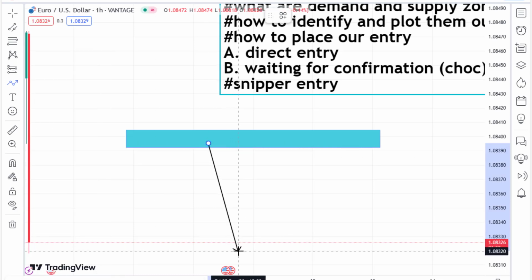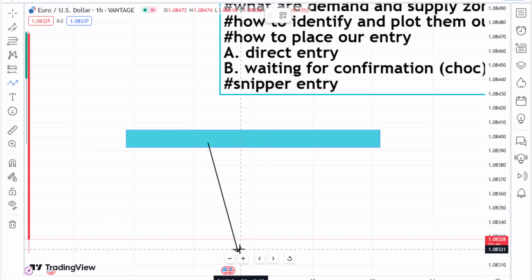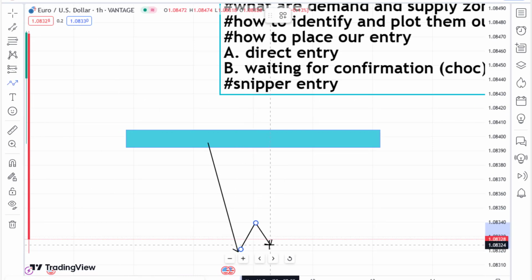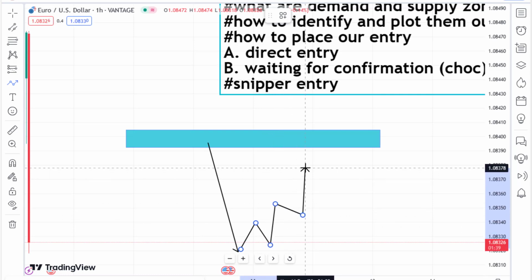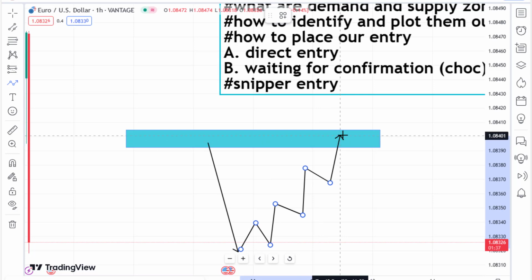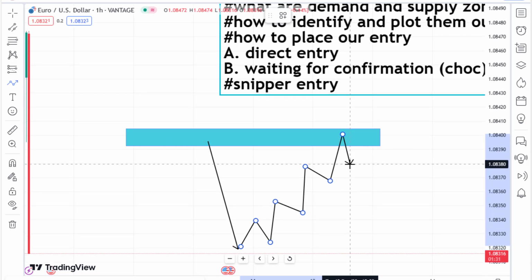you are waiting now. You have marked out your supply zone up here, so you are waiting for price to come back here to enter. But what you do now, you drop to a smaller time frame. If you drop to a smaller time frame, you realize that price will be creating higher highs. As soon as price is pulling back to that zone, price will be creating higher highs. And once price hits this zone here in the bigger time frame, you will not just enter, because you want to wait for confirmation. You wait for price in the smaller time frame to come down and break structure.